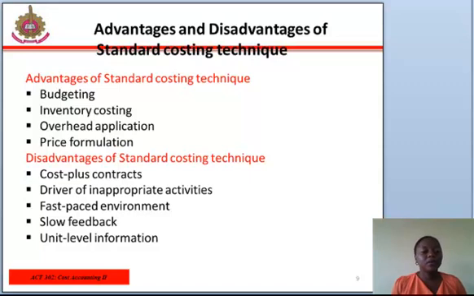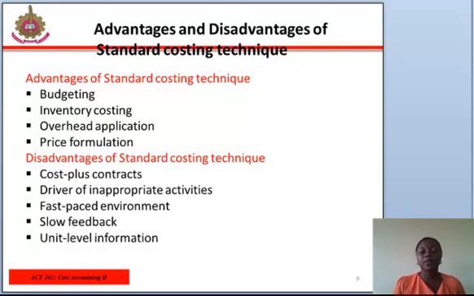Disadvantages of standard costing technique. 1. Cost plus contracts. If you have a contract with a customer under which the customer pays you for your cost incurred plus a profit, known as the cost plus contract, then you must use actual cost as per the terms of the contract. Standard costing is not allowed in this situation.